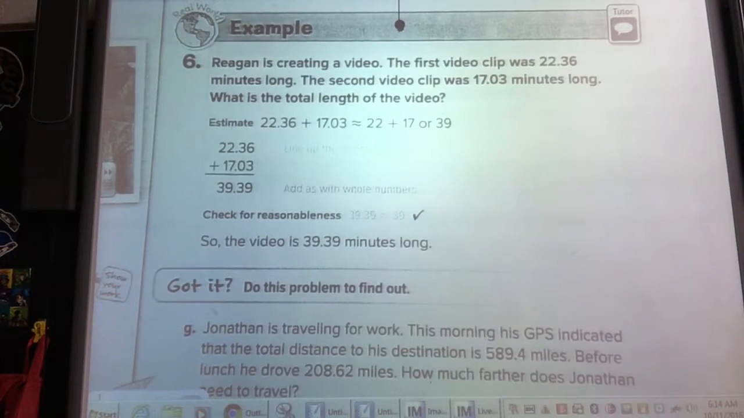All right, welcome back. Decimals part 3, adding and subtracting. Our objective is to add and subtract multi-digit decimals. I'm going to go over one more example before we go on to our guided practice.